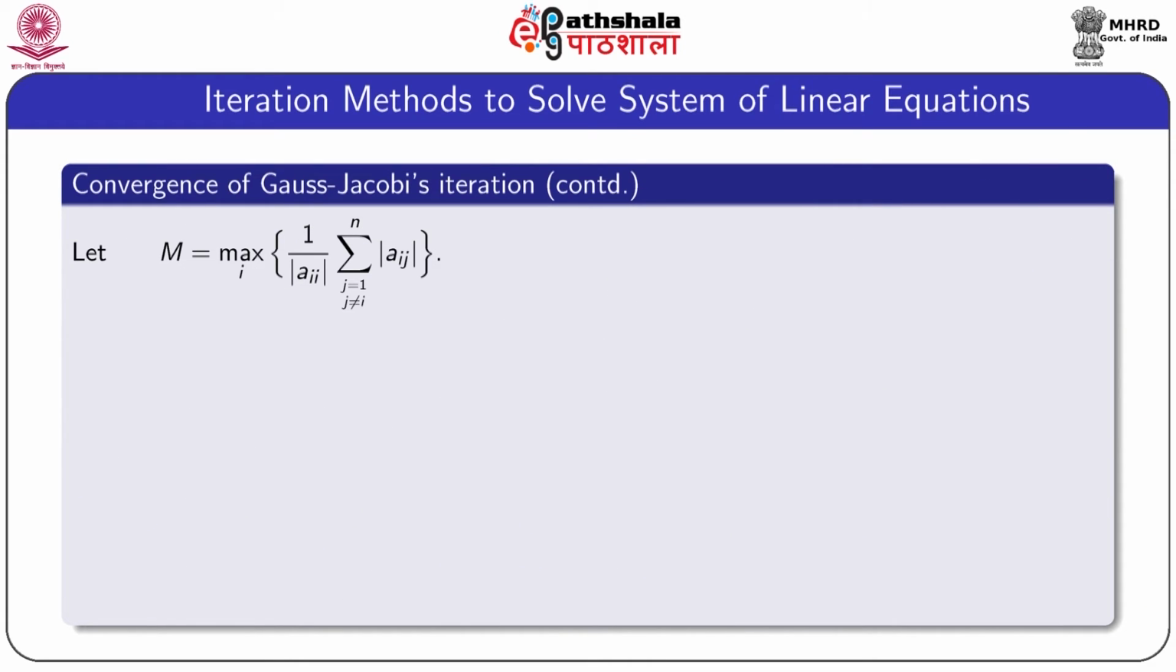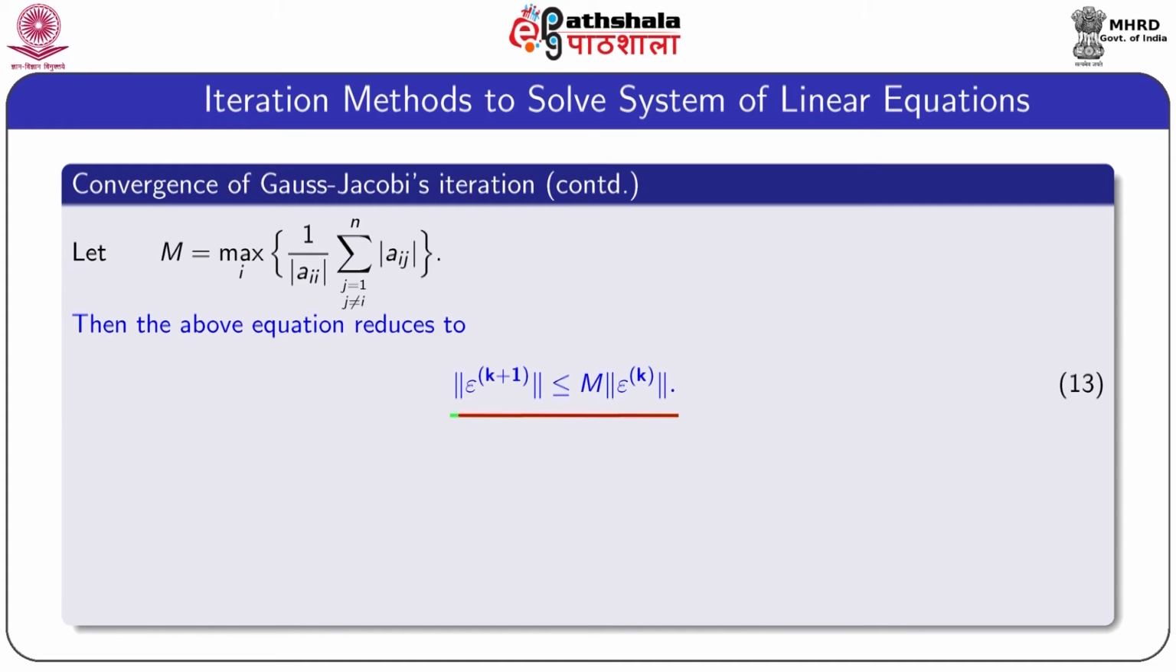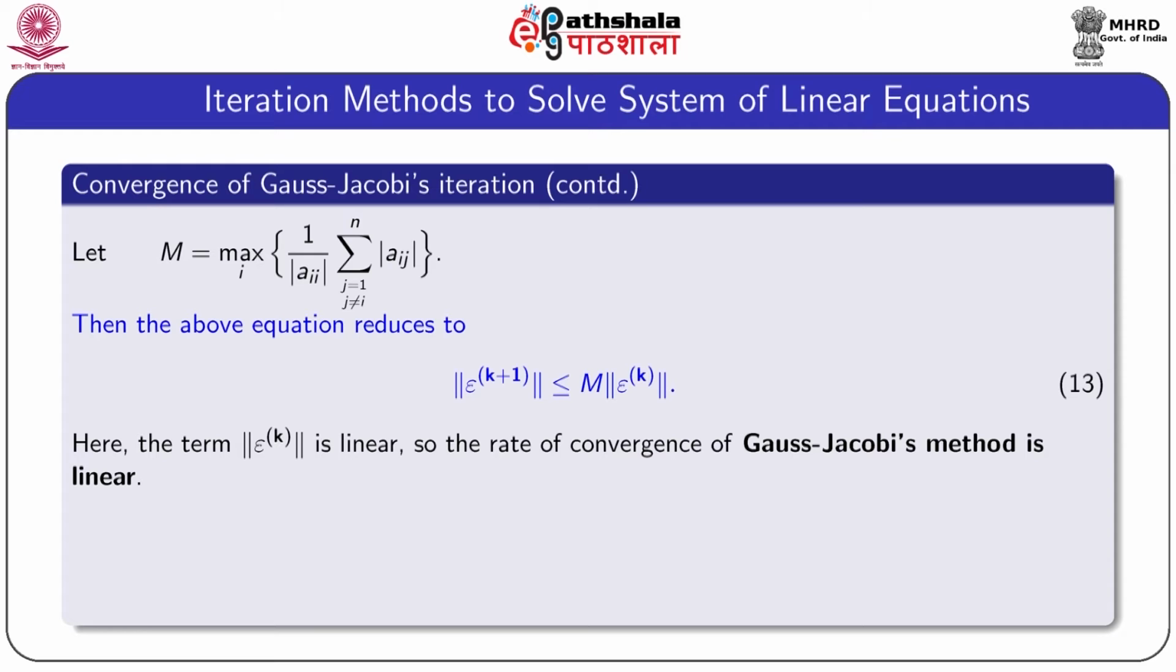Now let M equal the maximum among all expressions 1 by absolute value of a_ii, summation over j equal to 1 to n, j not equal to i, absolute value of a_ij. Then the above equation reduces to: the norm of the error vector at (k+1)th iteration is less than or equal to capital M times the norm of the error vector epsilon k. Note that the norm of epsilon k is linear, so the rate of convergence of Gauss-Jacobi's iteration method is linear.